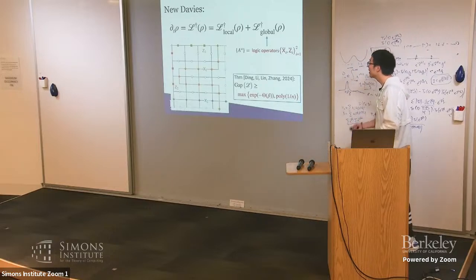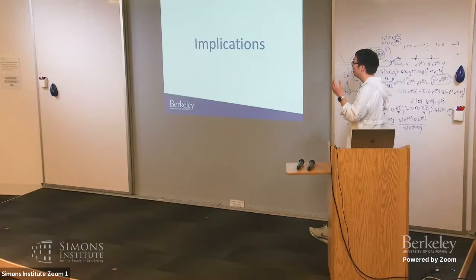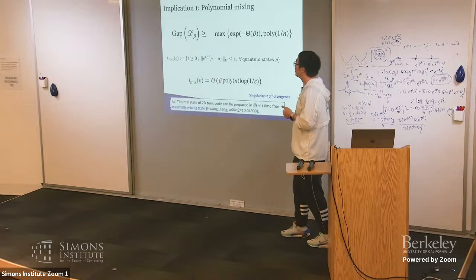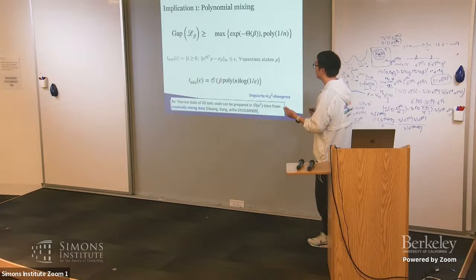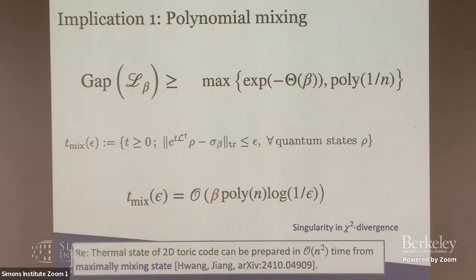Okay. So the implications of our result. The first implication is polynomial mixing. Basically, for our new Davies generator, we prove that the spectral gap can be lower bounded by the max of exponential minus beta and poly 1 over n. This essentially gives us an upper bound for the mixing time. We can prove that the mixing time can be upper bounded by beta times poly n log 1 over epsilon.